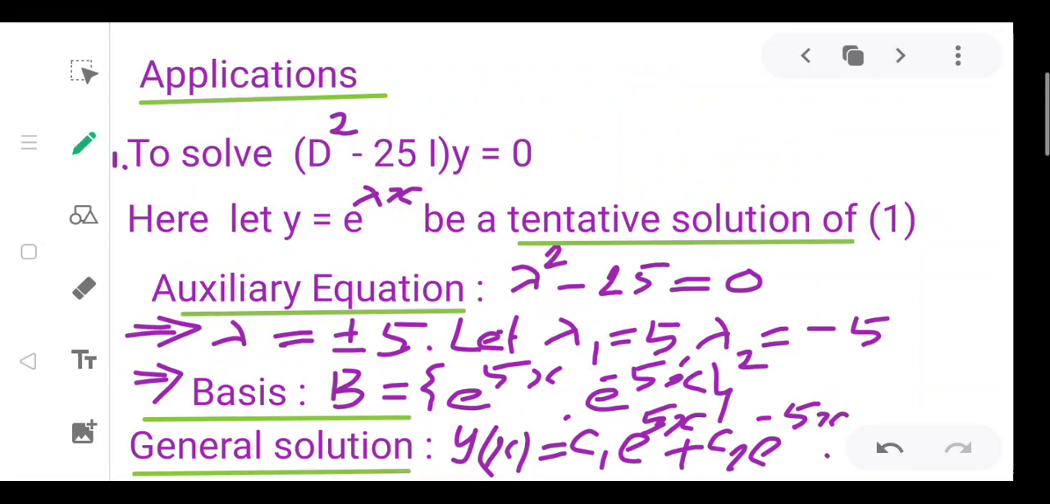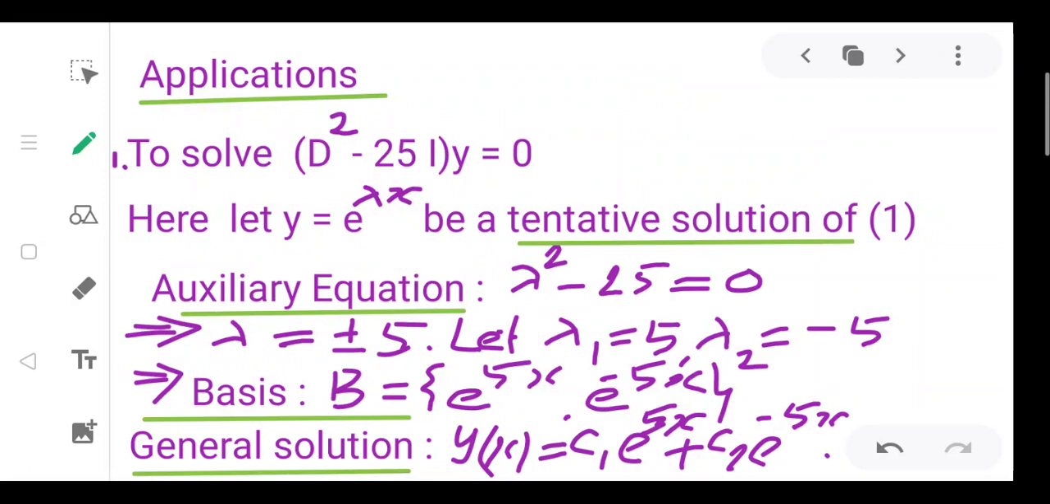Now we will see some of its applications. To solve (D square minus 25I) y equal to 0, here p of D is D square minus 25I. So p of lambda will be lambda square minus 25. To solve this equation, what is the first step? We have to assume some tentative solution. So let y is equal to e raised to lambda x be a tentative solution of equation 1. The corresponding auxiliary equation will be lambda square minus 25 equal to 0. Solving, we get lambda equal to plus or minus 5. So we can choose lambda 1 equal to 5, lambda 2 equal to minus 5, or vice versa.